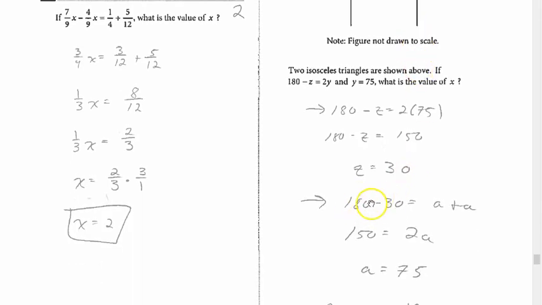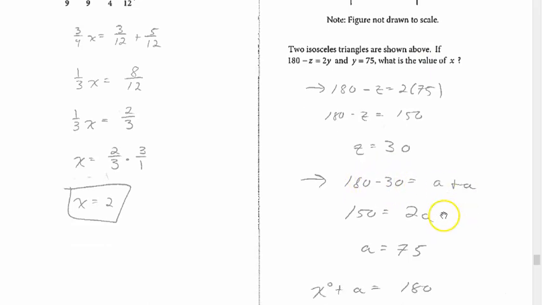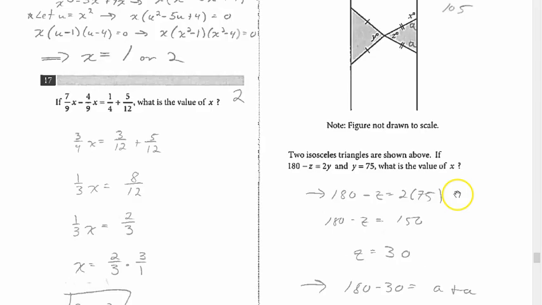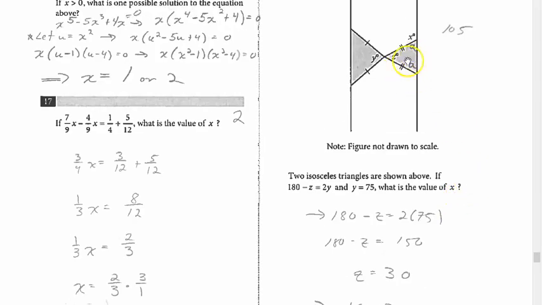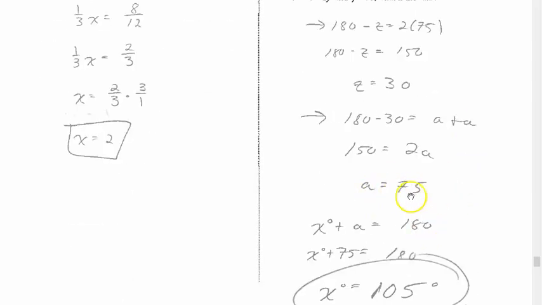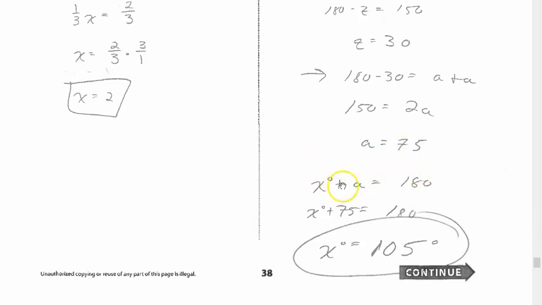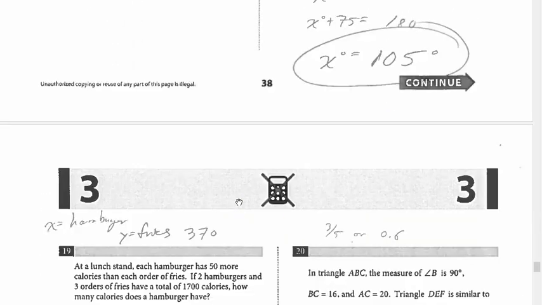So first, I took that 180 minus 30. I know it's equal to a plus a, or the sum of those other two angles of my isosceles triangle here on the right. Solving, I get a is 75. Then x plus a is 180. Plug in, you'll find out that x is 105.